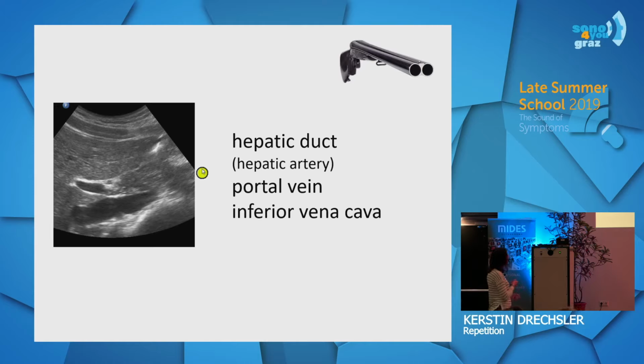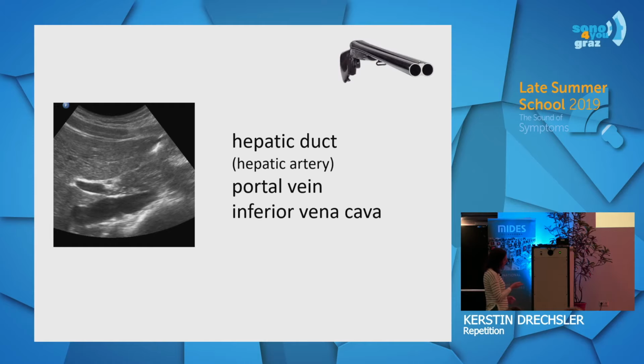So this is physiologic anatomy. We are really seeing the inferior vena cava. We are seeing the portal vein here, and we are seeing the small structure that is actually the hepatic duct. And then this structure here is the hepatic artery.